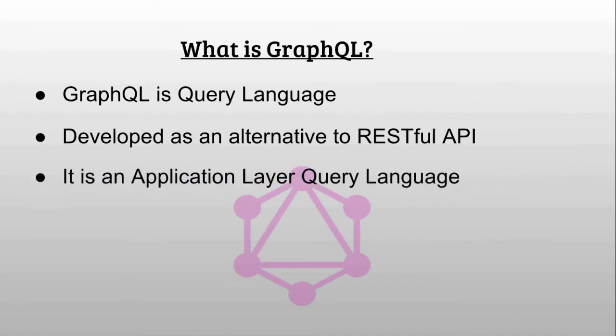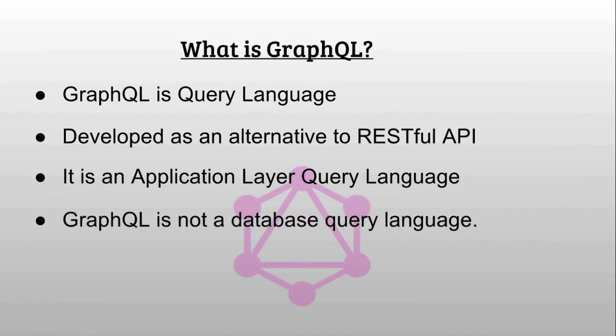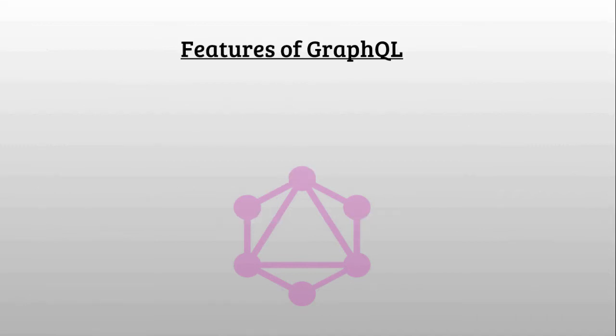It is an application layer query language, that is, client applications, and databases are required. GraphQL is not a database query language, it is rather an application layer query language that you can use with any backend like SQL, MongoDB, Redis, etc. Let us see what some features of GraphQL are.